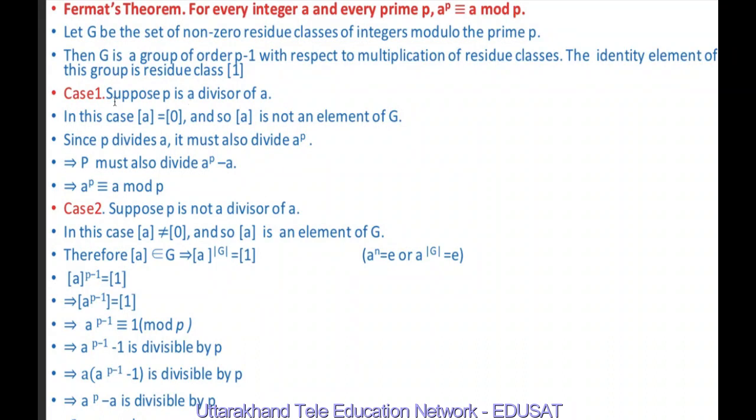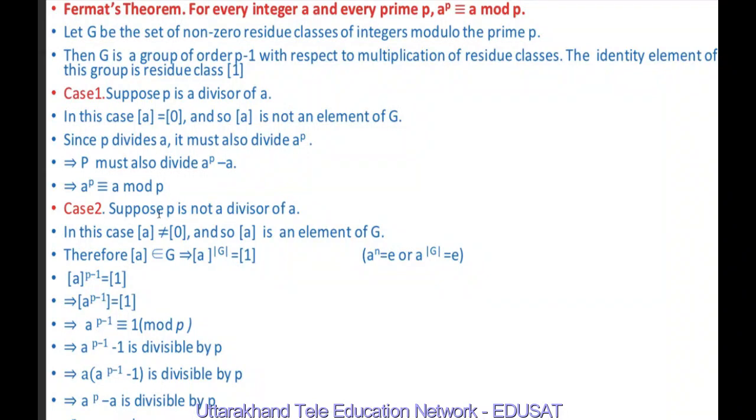We consider the first case: suppose p is a divisor of a. In this case, residue class of a is equal to residue class of 0, so residue class of a is not an element of G. Since p divides a, it must also divide a raised to power p. Therefore, p must also divide a raised to power p minus a. And this implies a raised to power p is congruent to a mod p by definition.